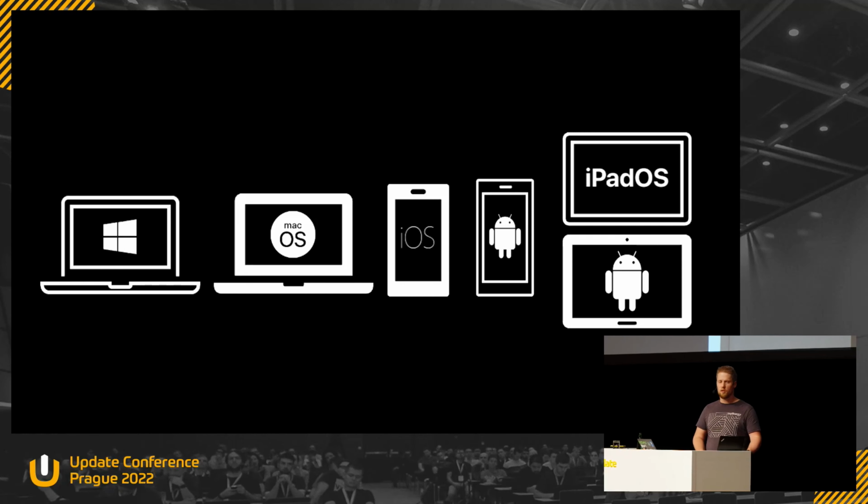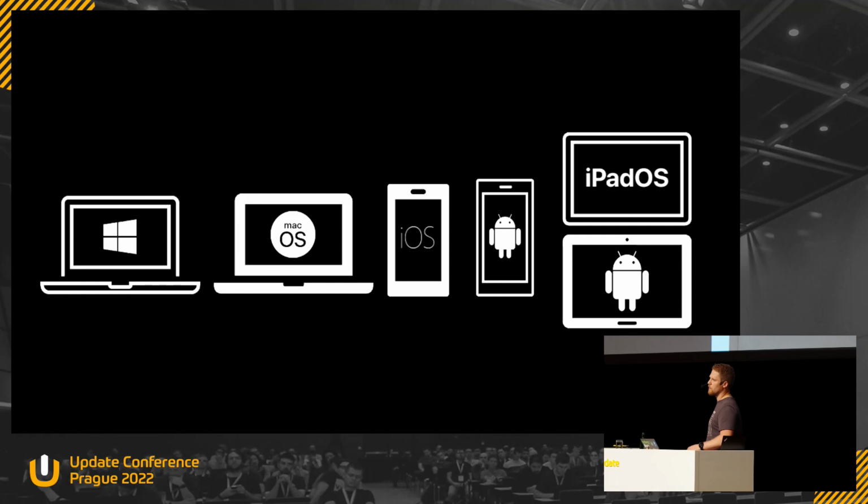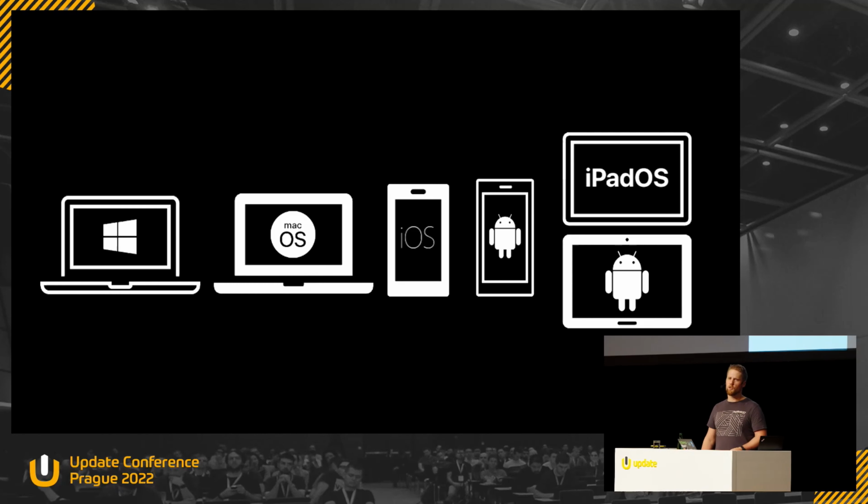We have Windows desktop, Mac desktops, we have phones, iOS, Android, we have tablets, iPadOS and Android. iPadOS is more or less iOS, but a little bit more customized for running on iPads. And I guess the marketing people at Apple liked to call it iPadOS instead of iOS, because iOS is very tightly coupled to the phones.